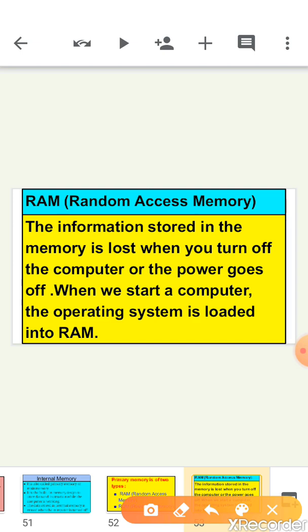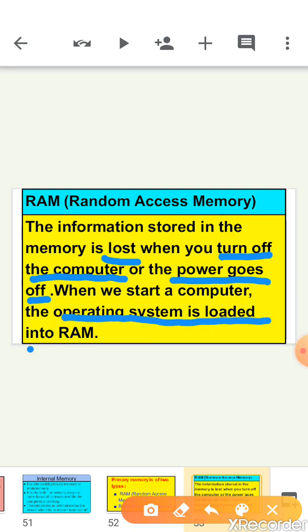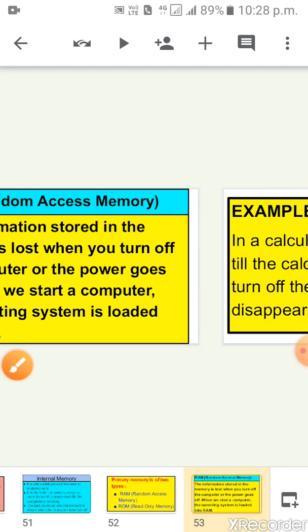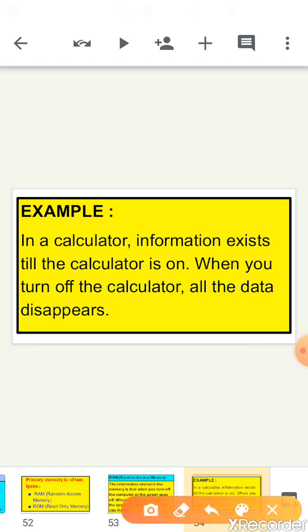The information stored in the memory is lost when you turn off the computer or power goes off. When we start a computer, the operating system is loaded into the RAM. The example of RAM is, in a calculator, information exists till the calculator is on. But when you turn off the calculator, all the data disappear.